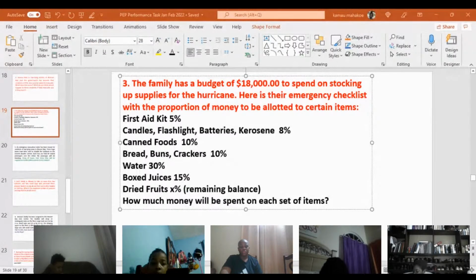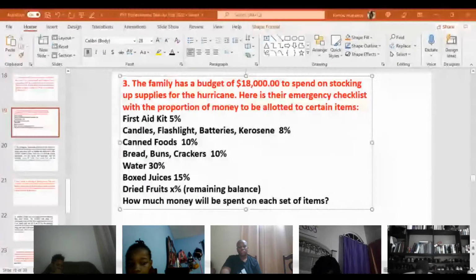So we would find 5% of the 18,000. 5 over 100 times 18,000. All right, so that does give $900. How about the candles, flashlight, batteries? How about that set?